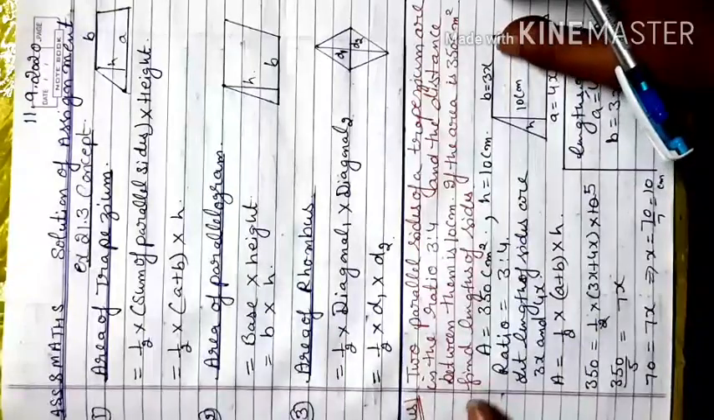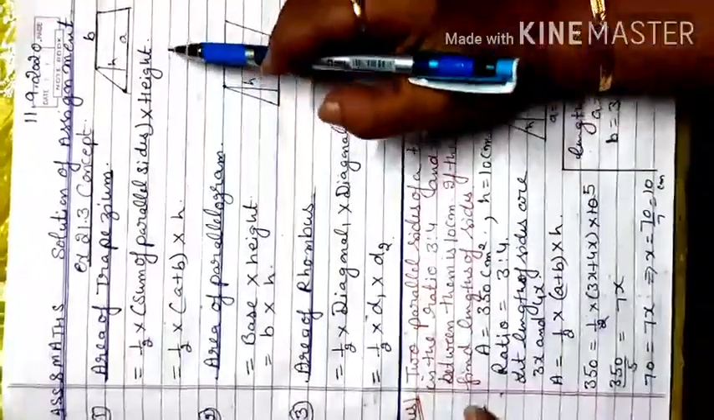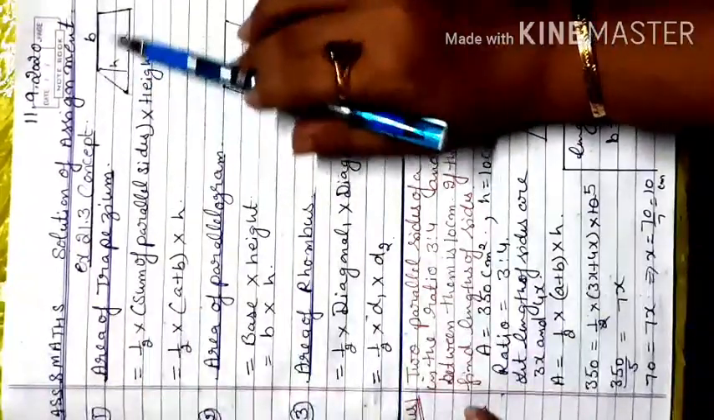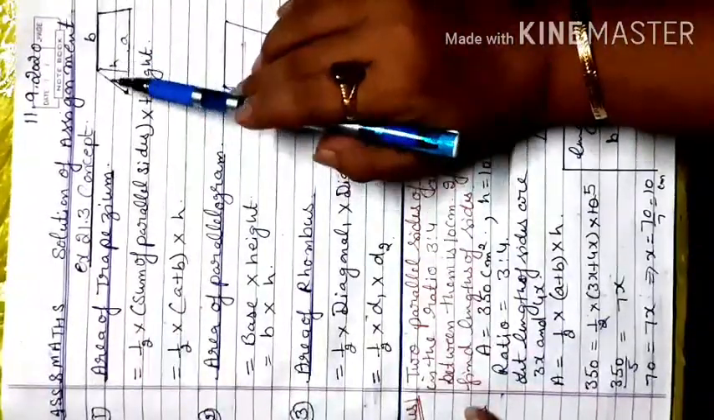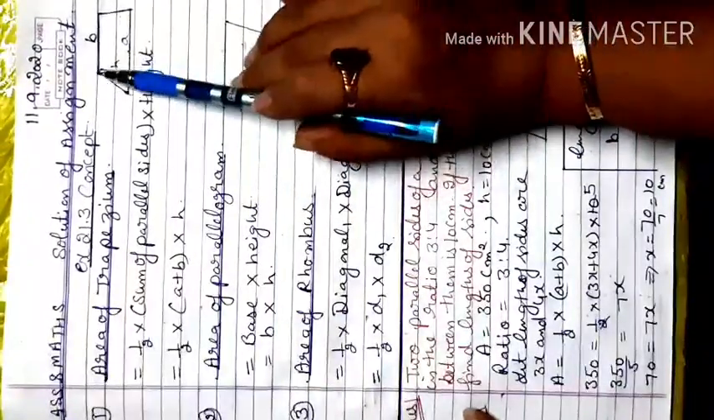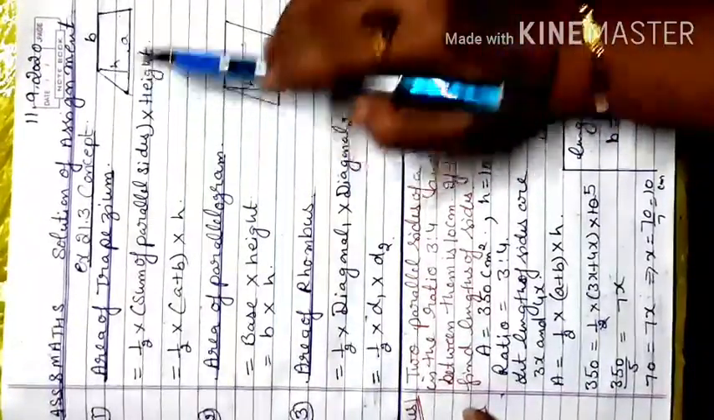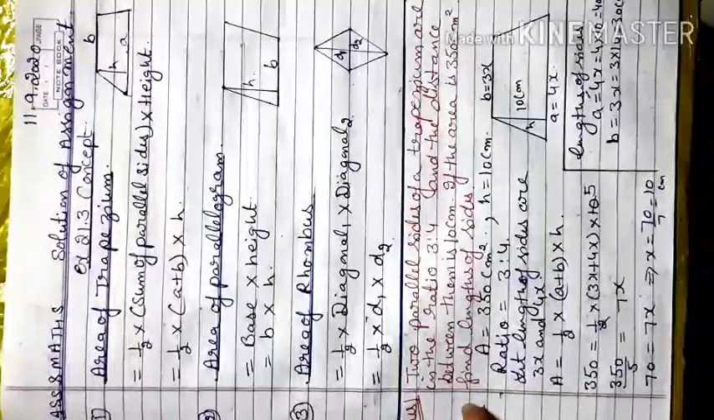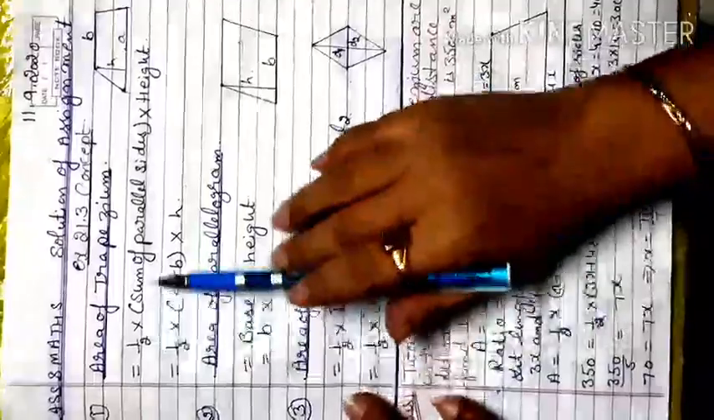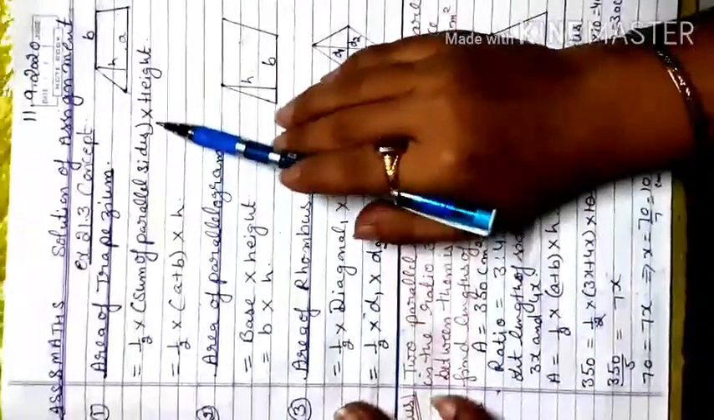How do you identify the trapezium? A trapezium has two parallel sides, and the other two sides are non-parallel. This and this are the two non-parallel sides, and these are the two parallel sides, and this is the distance between them. When you have to find the area of a trapezium, the formula is half into the sum of parallel sides into height.